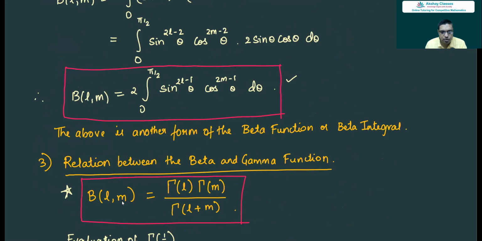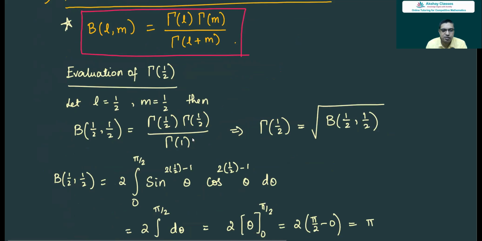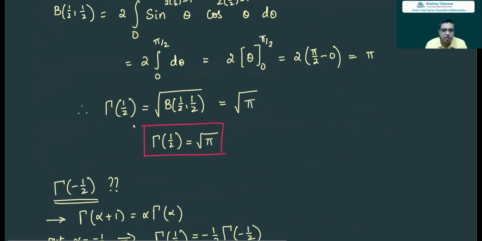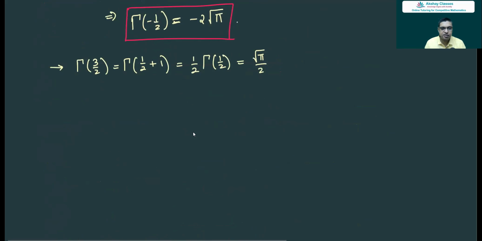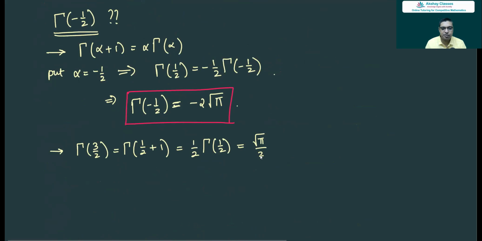Beta of l comma m is gamma of l into gamma of m upon gamma of l plus m. If we actually evaluate this, you will get the result of Wallis formula that you can derive from this. Then we found gamma of half is under root pi, gamma of minus half is minus 2 root pi, gamma of 3 by 2 is root pi by 2, and so on.